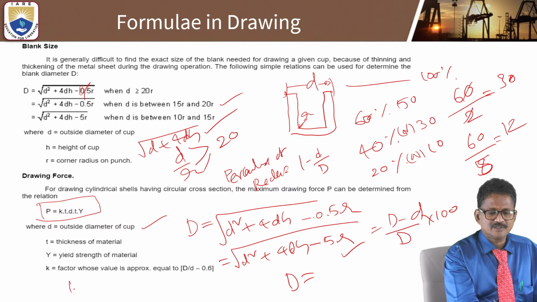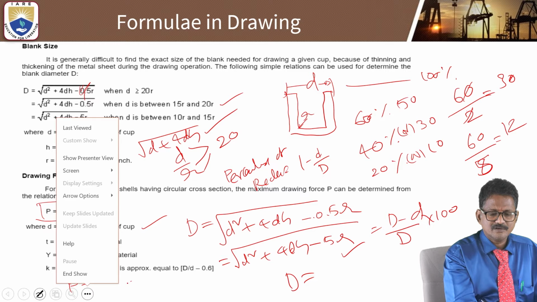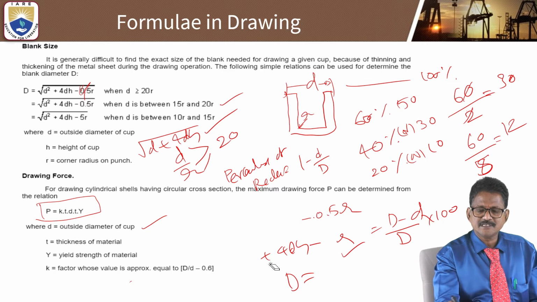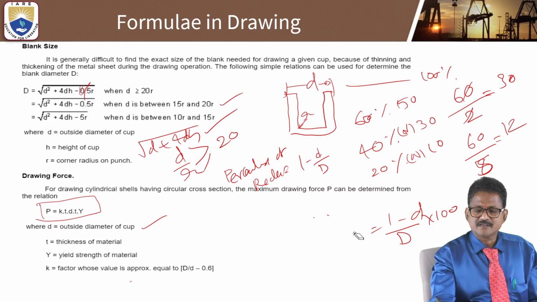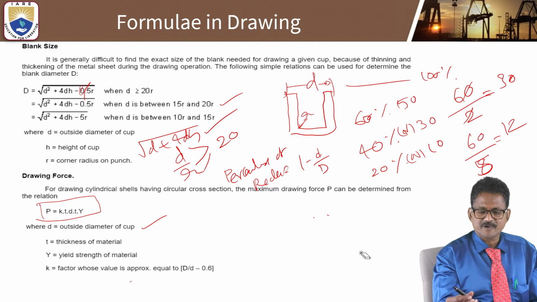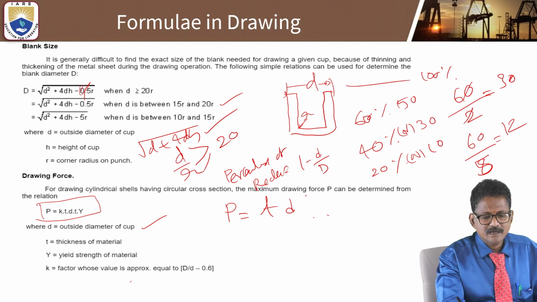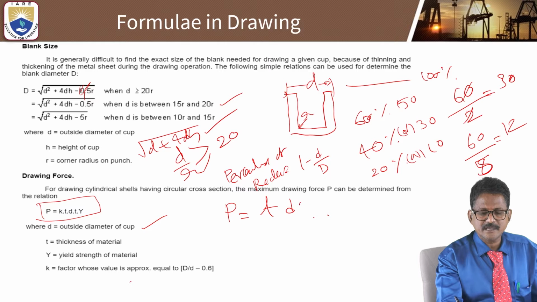So it is interesting, when you want to determine the drawing force, it is a very simple formula to be used. The drawing force P is equal to k times the thickness, d, and yield stress, and that constant k is equal to D by d minus 0.6, where 0.6 is the clearance.